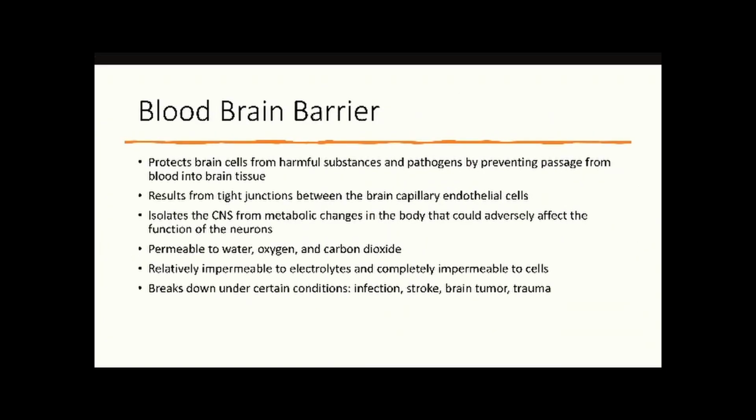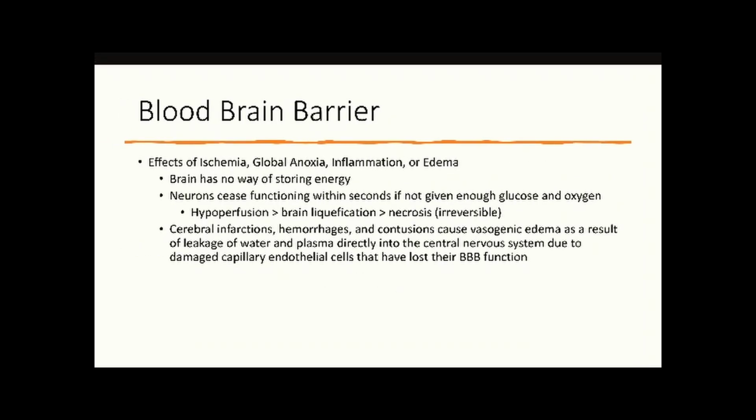Blood-brain barrier, again, keeps the bad stuff out, lets the good stuff go through so we can get to the brain. We've already gone through this so much before. So when we have ischemia, global anoxia, anything with the brain itself, the brain has no way of storing any energy. That's why brain tissue death happens pretty fast. Neurons will cease functioning within seconds if not given enough glucose and oxygen. Hypoperfusion eventually leads to brain liquefaction and necrosis.